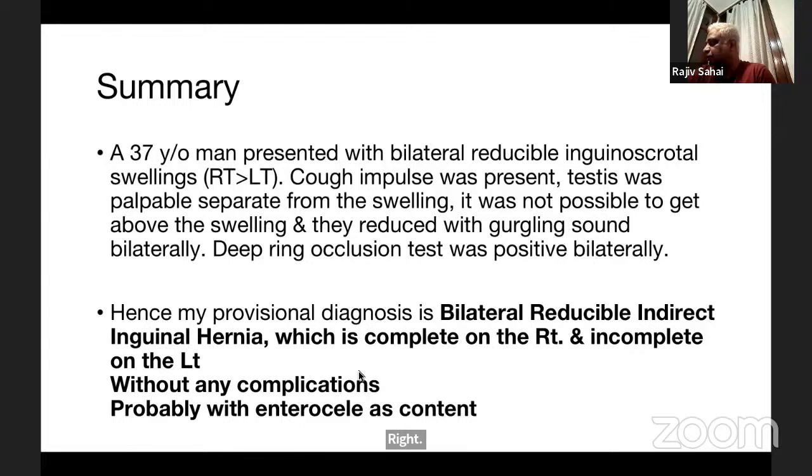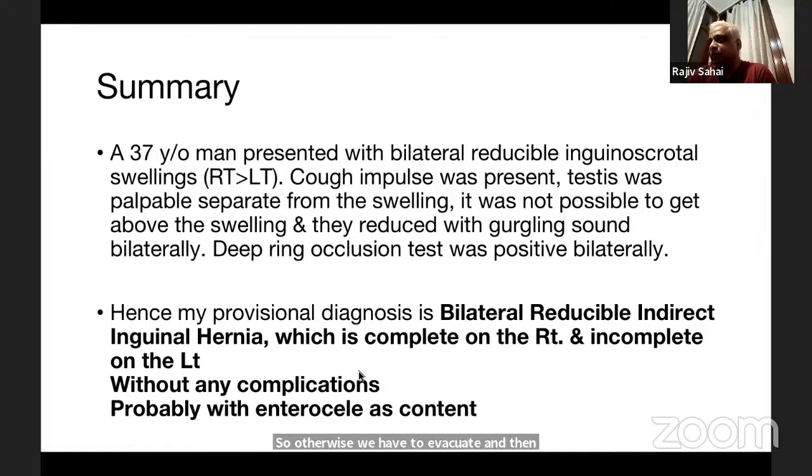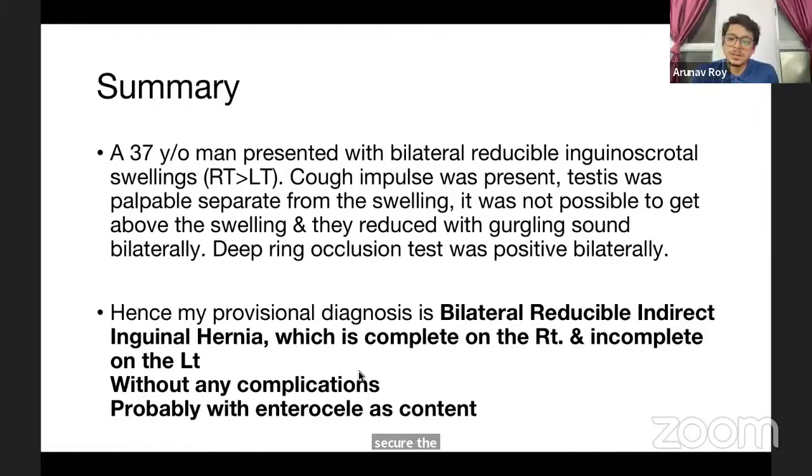Right. So how do you manage a hematoma then? So hematoma can also be managed conservatively, sir, or else we can evacuate. If it is a small hematoma, it can be managed conservatively, sir. Otherwise, we have to evacuate and then secure the bleeding. What's the danger of leaving a hematoma behind? Infection, sir. Right. More important, your mesh can get infected. Yes, sir.